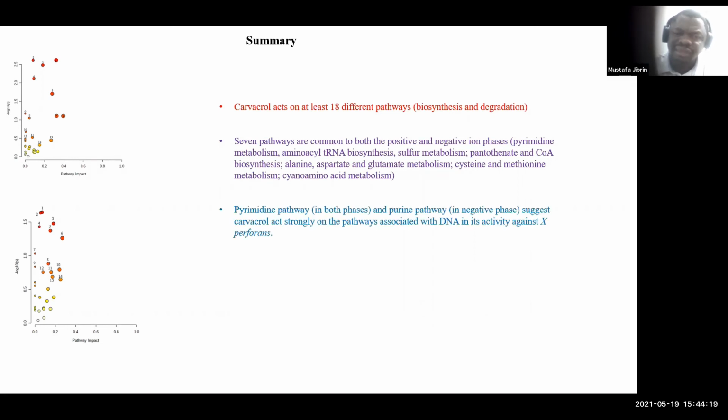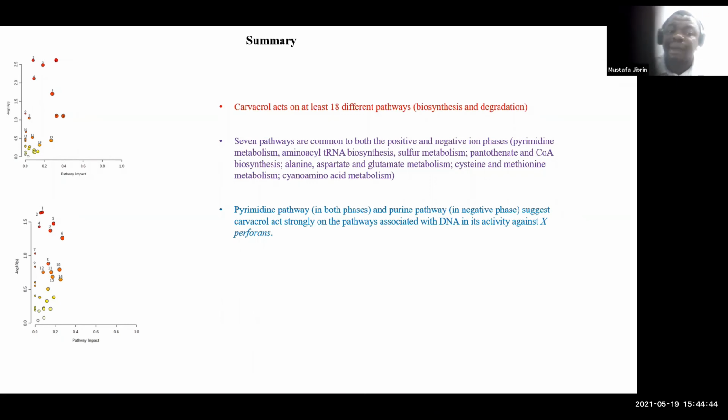And the highlight from this mostly is, if you look at both the positive and negative ion phase, the pyrimidine pathway is commonly affected in both, and also in the negative phase you have the purine pathway. So these are DNA pathways, pyrimidine and purine, and they make up the DNA.